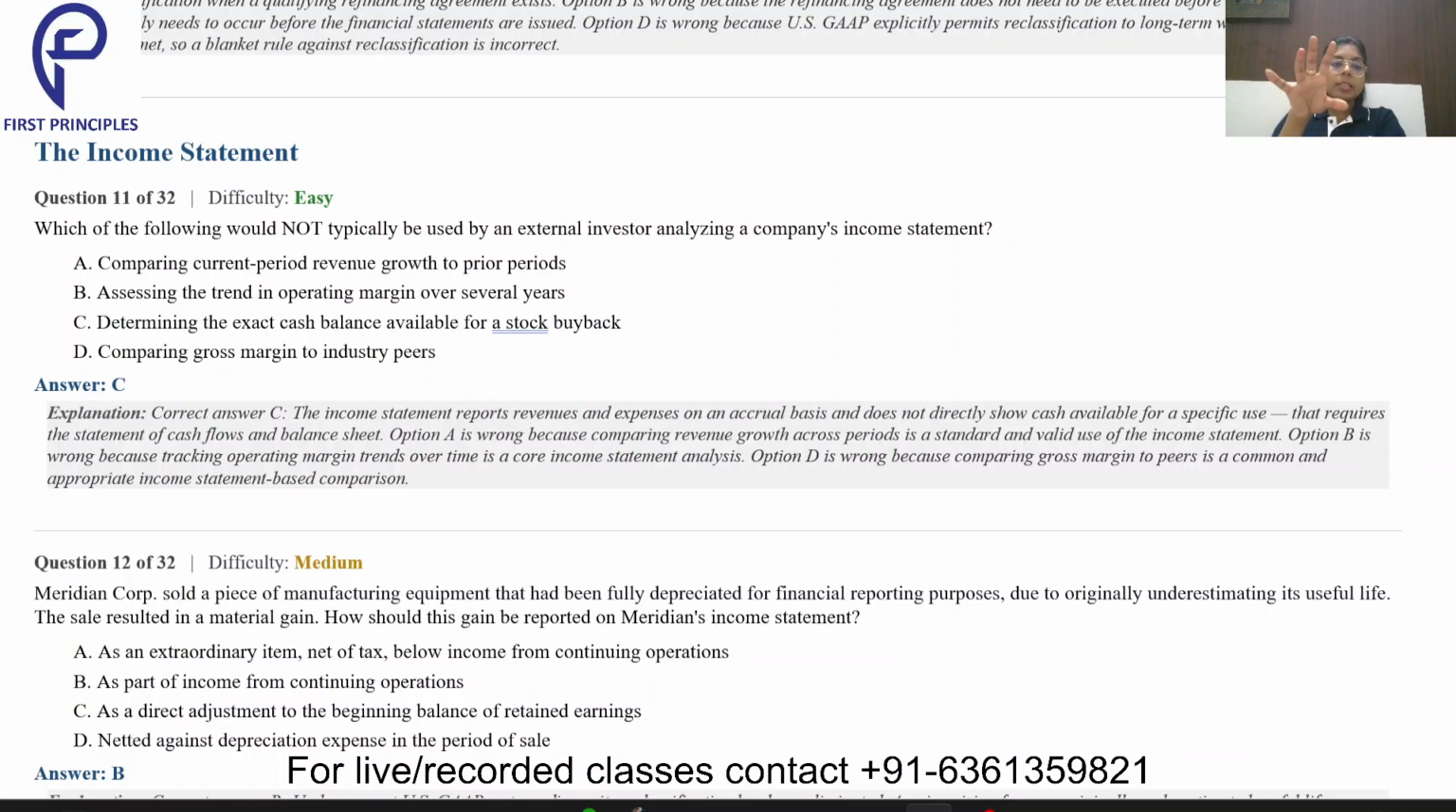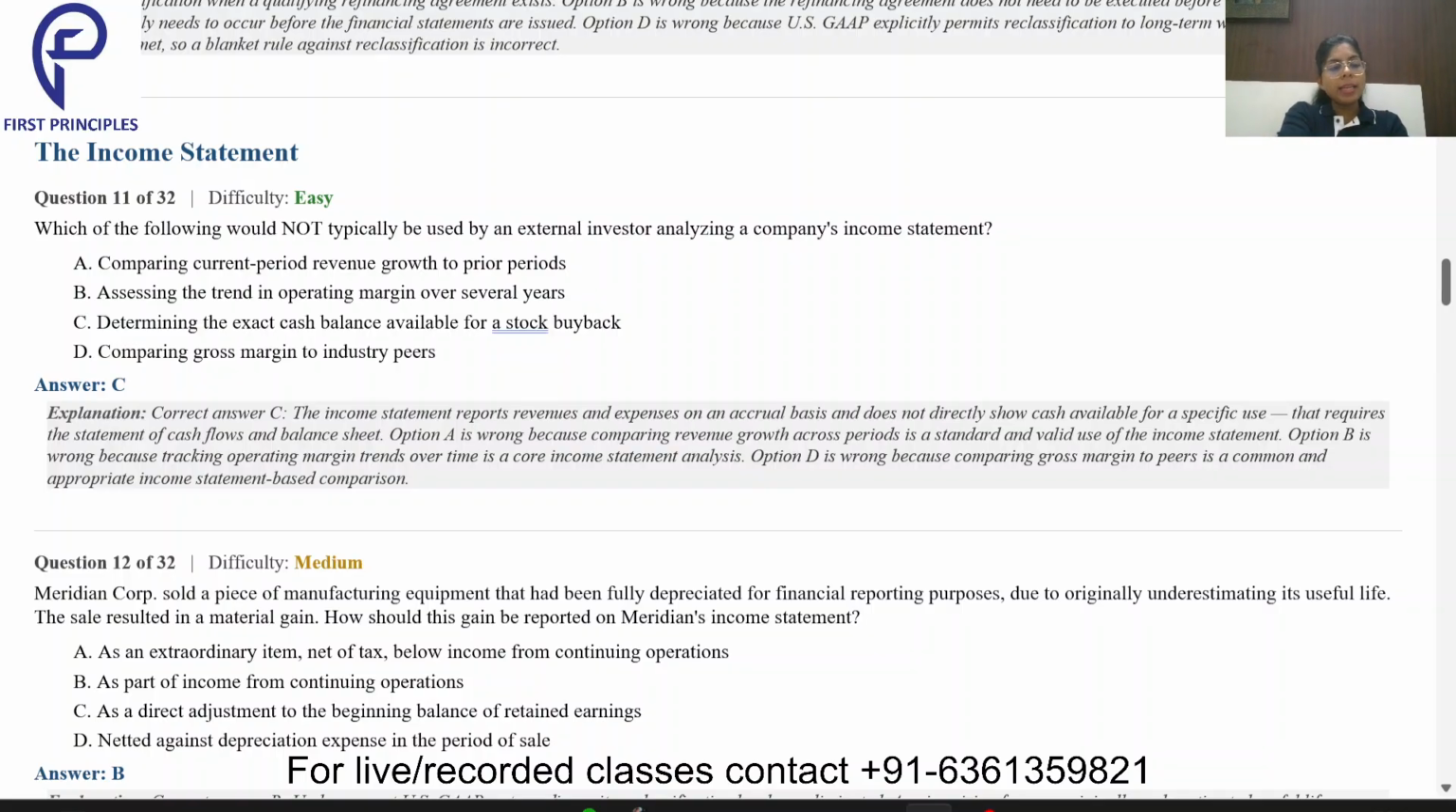First of all, let us identify what will be used by the external investor in order to decide, like if you are an investor and you want to invest money in a business. So, what all will you analyze before putting your money in that business? Apart from that, out of these options, if there is anything which you will not do as an investor, that is going to be our correct answer, because the question is what would not typically be used by an external investor.